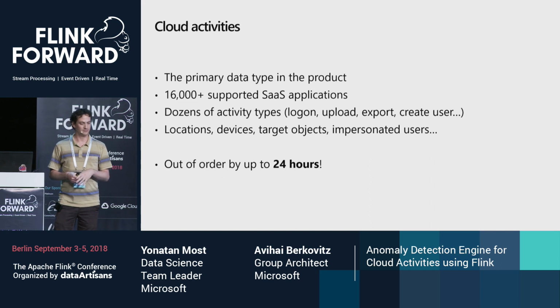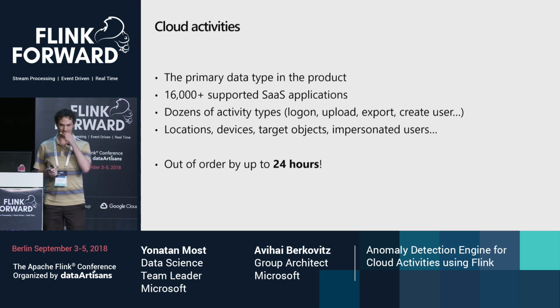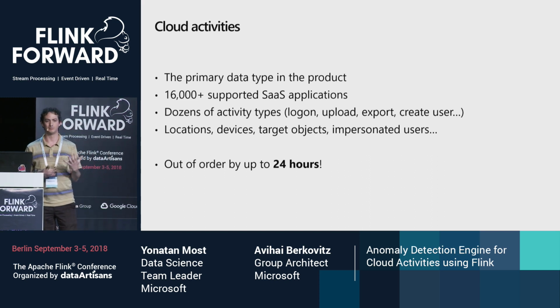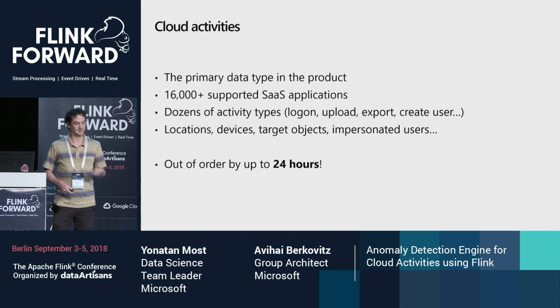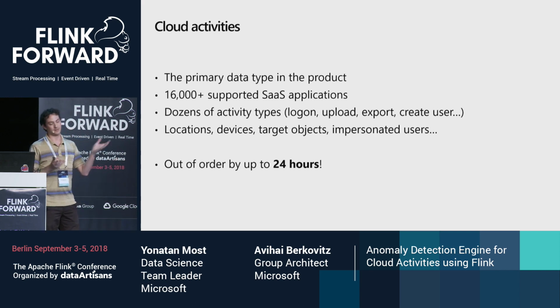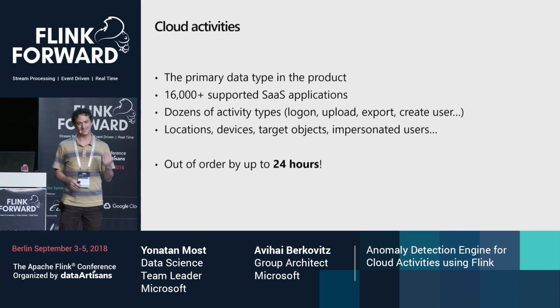As I said, one of the data types we have are activities. It's actually our main bread and butter. It's the main data type we store and process in the product. And that data type comes from various sources. It comes from API and proxy, but it also comes from 16,000 different applications.